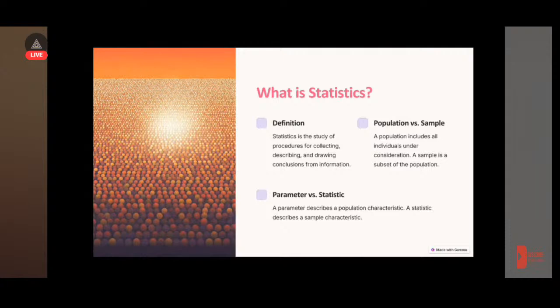Now, we have the parameter and the statistic. Anytime I'm talking about a parameter, I'm referring to a population. And anytime I'm talking about a statistic, I'm talking about a sample. So a parameter describes a population characteristic, while a statistic, look at this, does not have an S. A statistic describes a sample characteristic.